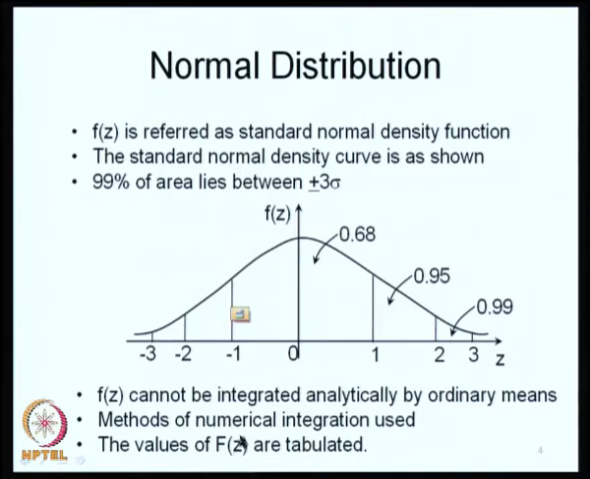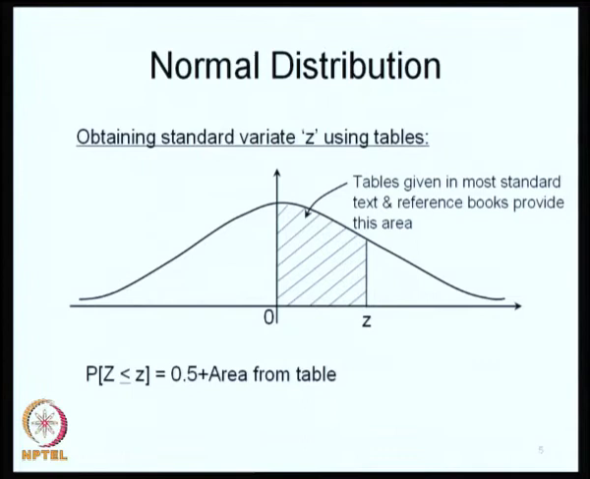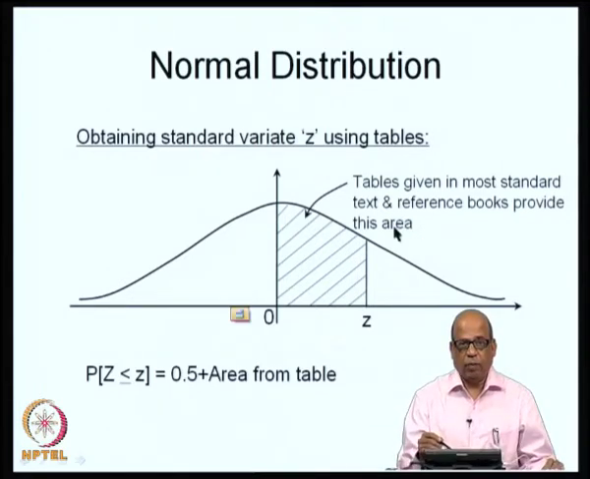The values of capital F of z, which is the CDF of z, are tabulated. So, we use numerical integration and then tabulate these f of z, so that we can use these tabulated values for talking about the probabilities associated with any value of z. So, most of the textbooks and the tables that are available in reference books provide this area, that is to the right of 0. So, for all positive values of z, they provide this area.